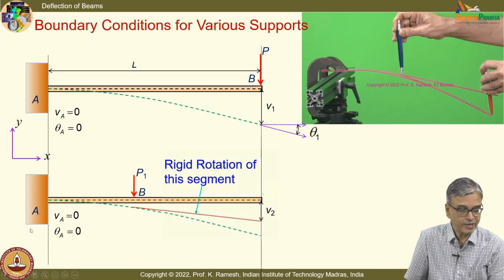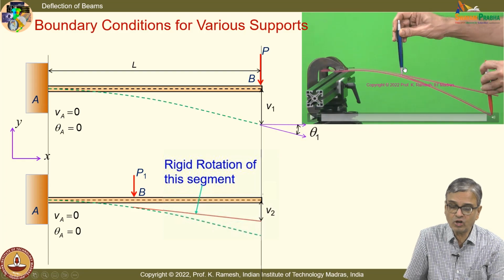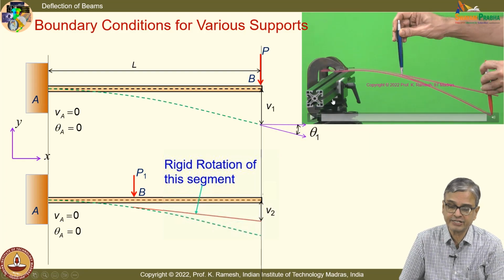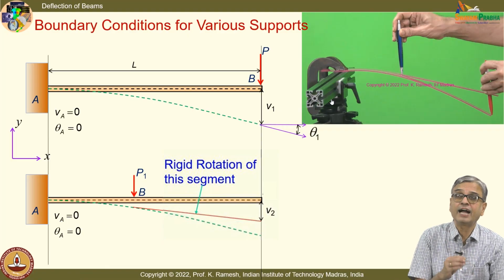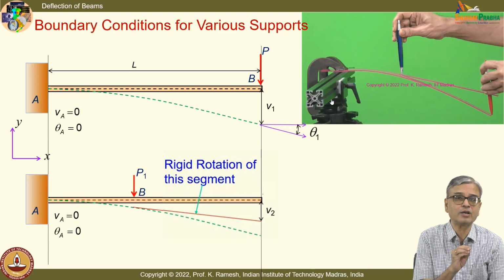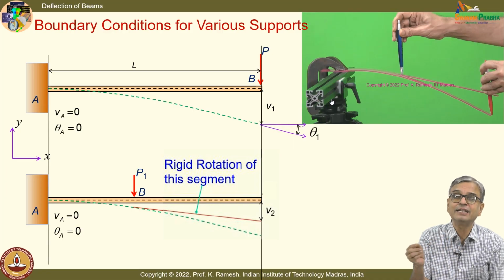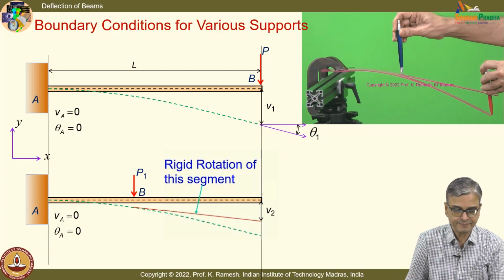And here again you have the clamped end condition, Va equal to 0, theta equal to 0. So, the purpose of all this experimental demonstration is to help you visualize, and it depends only on the support. If you know how you have to handle the support, identify what it has to be, then the rest of them you join by a smooth curve. Okay.